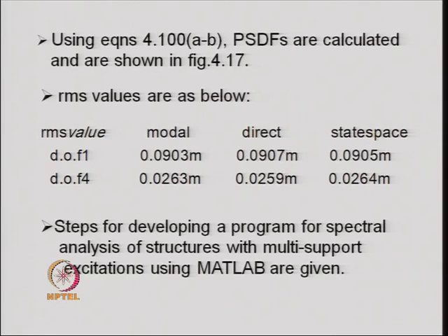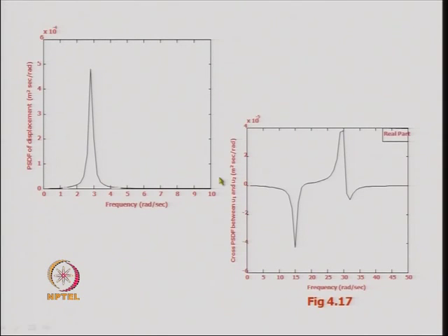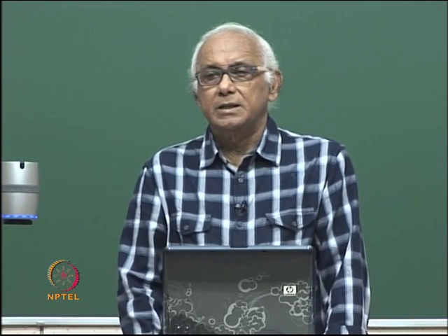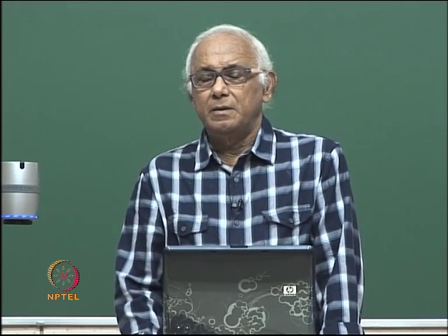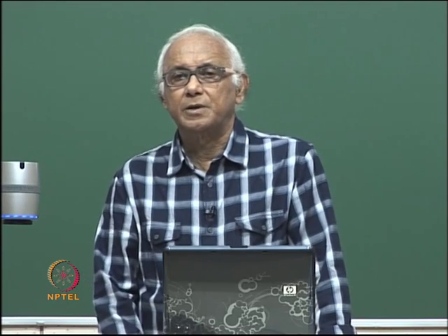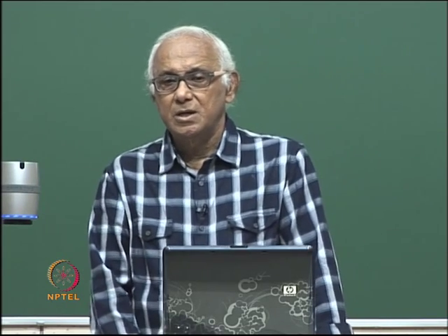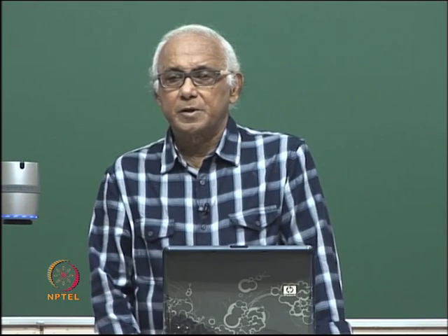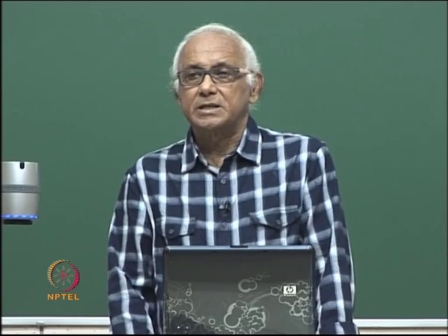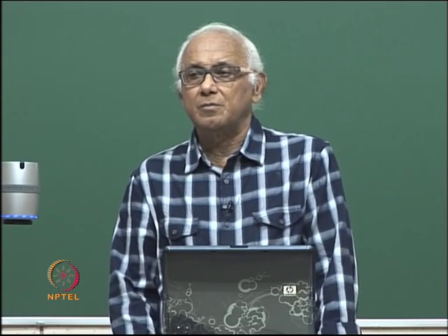So, thus we can see that one can obtain the power spectral density function of response of a particular structure by different methods. For example, one can use the direct method using the second order differential equation, and there the input that we require is M, K and C. And once you know the matrices M, K, C, then from there one can obtain the frequency response function matrix H, and then obtain the power spectral density function matrix of excitation. And it depends on whether the excitations are a single support excitation or a multi-support excitation.